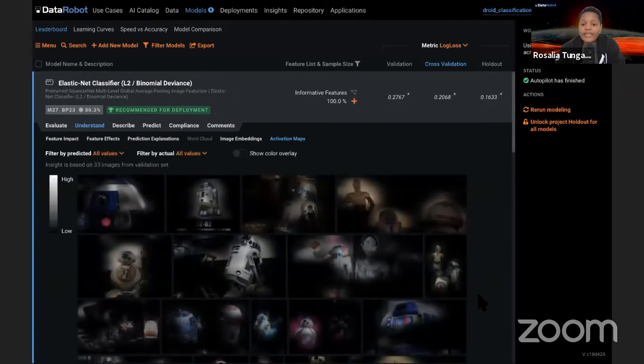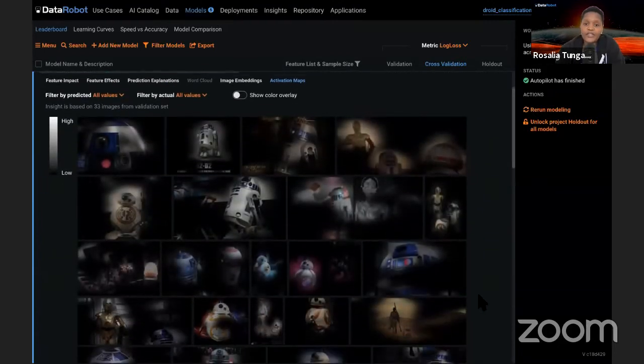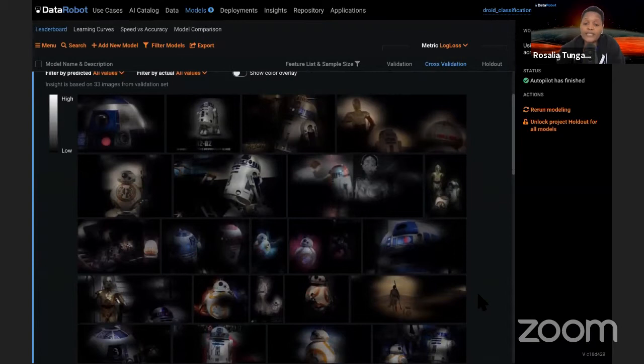Well, a very nice thing you can do with DataRobot and images is that you can also look at what the model uses to distinguish these two characters. One thing you can notice here is this black background, which means the model is ignoring these areas of the image, but the areas that are lit up are the areas the model is concentrating on.